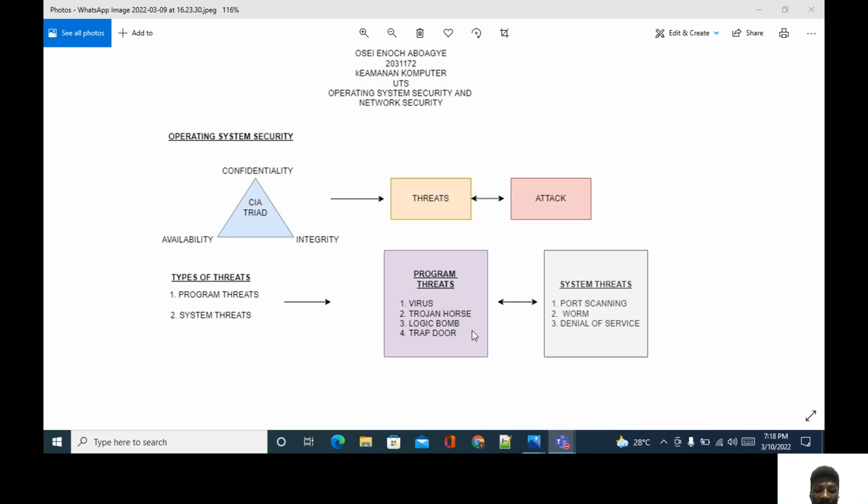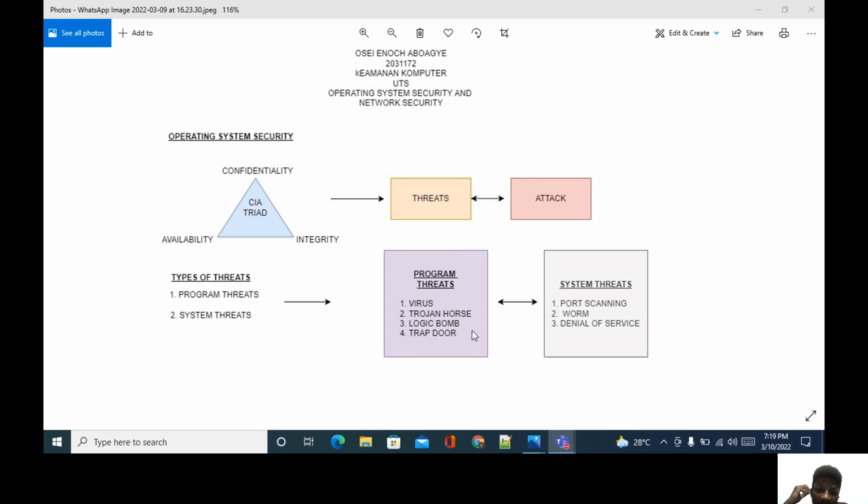So these are the features of a virus. One, they replicate themselves, meaning they reproduce themselves. Two, they attach themselves to files. And they run manually by the user, meaning that viruses cannot run by themselves. They have to be manually run by the user. Again, they change, modify, or delete files. And lastly, they render the system inoperable. So viruses will make sure that we cannot use the system again.